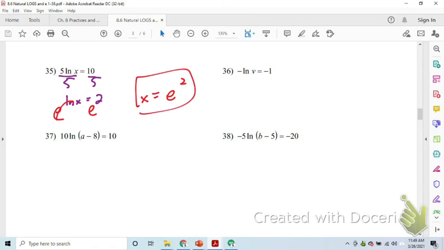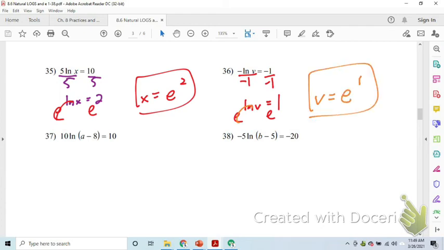Hopefully you do too. The next one I'm going to divide by negative 1. Don't really like this problem, but whatever. Maybe it's helpful. Natural log of v is equal to 1. Then I'm going to put e below each of them, make them both powers on the e. That goes away. I get v is equal to e to the first power. That's it.